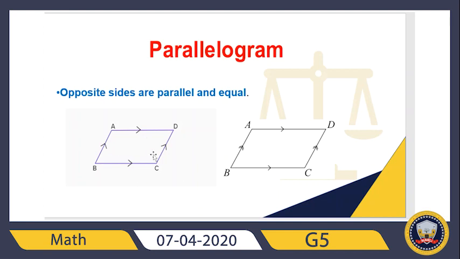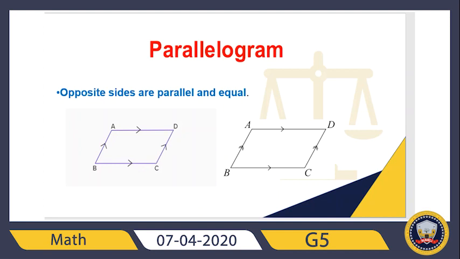So the parallelogram, we know from yesterday that each two opposite sides of the parallelogram are parallel and also equal. I mean AD is parallel to BC and equal to it. Also AB is parallel to DC and also equal to it.